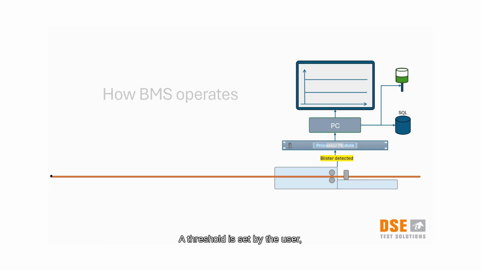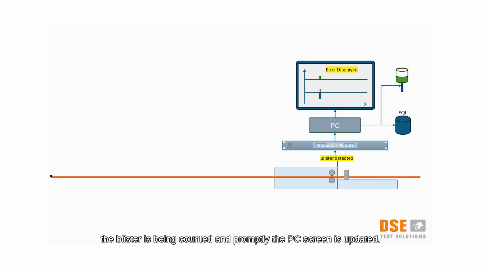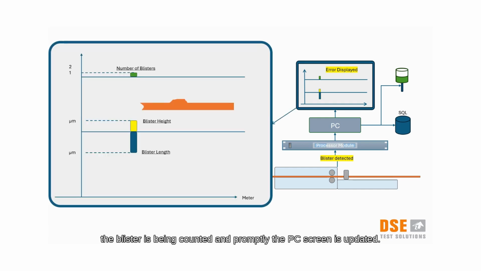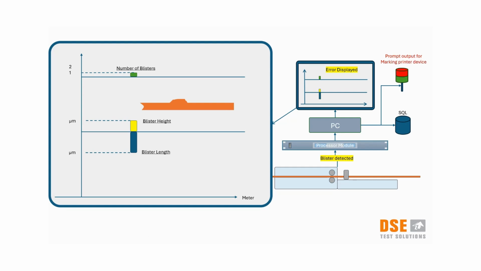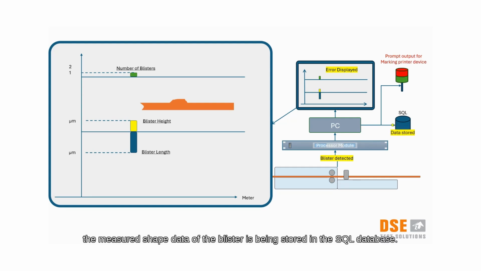A threshold is set by the user, and in case the size of the blister exceeds the threshold, the blister is being counted, and promptly the PC screen is updated. A pulse on one of the outputs on the processor module is being activated. Finally, the measured shape data of the blister is being stored in the SQL database.